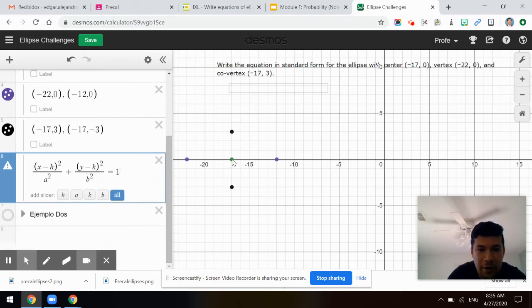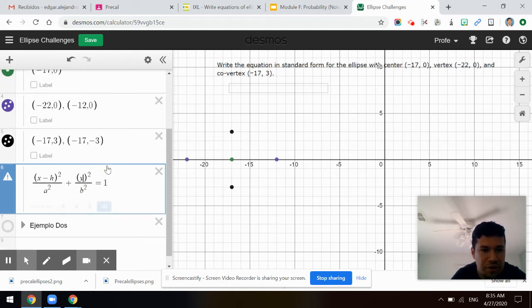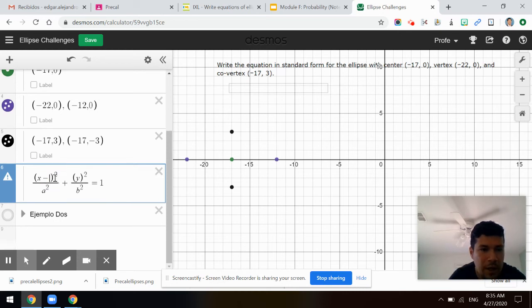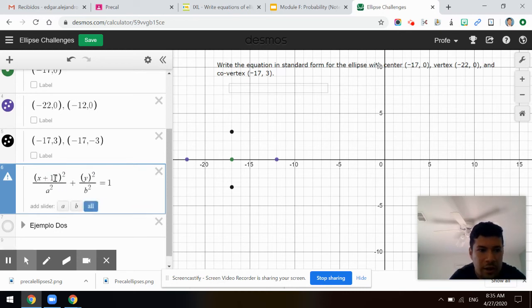Now I just have to figure out what goes where. I've got my h, k, which is the center. My h is -17 and my k is 0, so I'm going to say y minus 0, or just y. And x minus -17 will be x plus 17. Now I just have to determine my a squared and b squared. Horizontally, with x, it looks like I am going 5 units to the right and 5 units left. Therefore, my a value is 5.